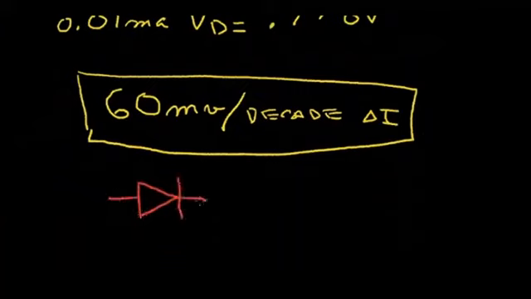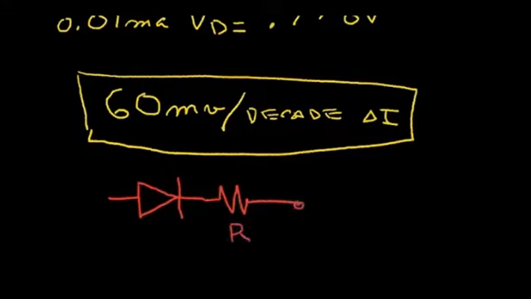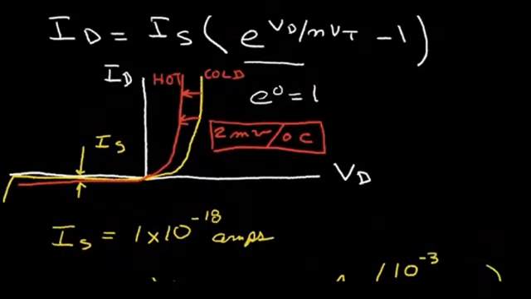Now diodes will always have a series resistance. It's part of the diode structure, and this is the parasitic resistance that you really can't get rid of. But this 60 millivolts per decade is for the diode part only. It does not include the drop in the parasitic resistance. And that drop will have an effect on the diode curve.